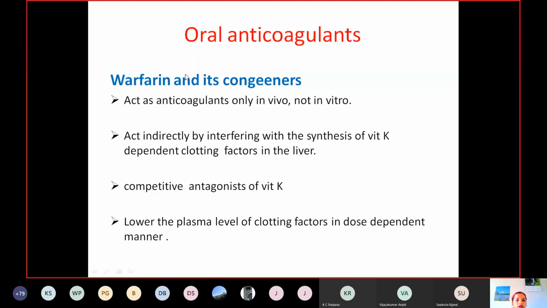So we talk about warfarin in detail. This is a very important drug that can be used in every thromboembolic condition. It acts as an anticoagulant only in vivo, not in vitro. So we cannot use warfarin as an anticoagulant in the lab. We cannot put warfarin in the bottle to prevent coagulation, that is, it cannot be used outside the body.